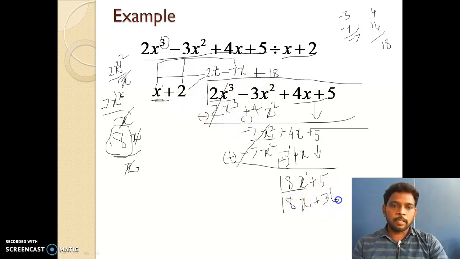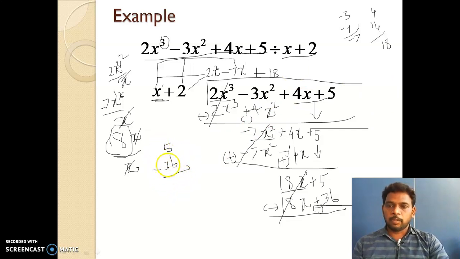So 36. Next, change the sign of the down expression. So here minus, and here also minus. So the first term will cancel each other. So here plus 5, here minus 36. So plus 5 and minus 36. Okay, so different sign, so subtracted. So here 36, here 5. So when we subtract this, so minus 31. Okay, so minus 31.